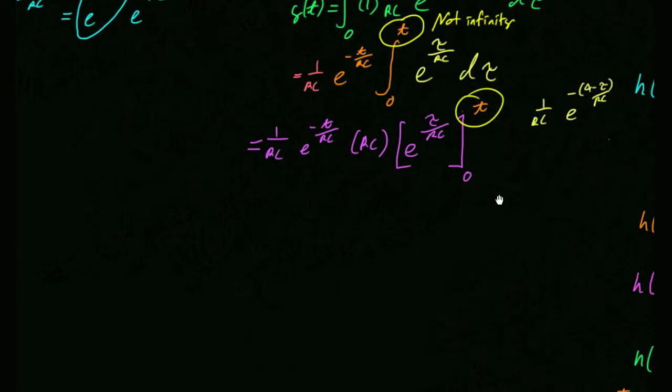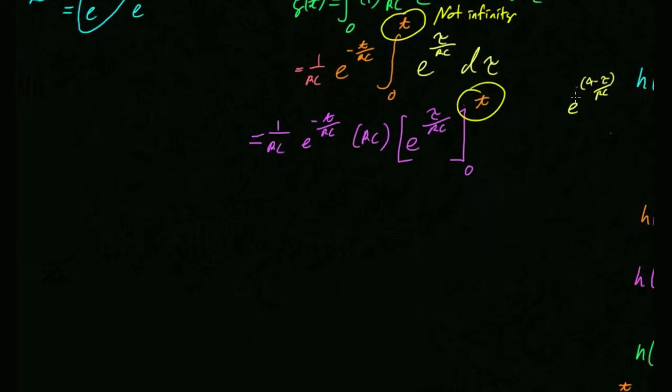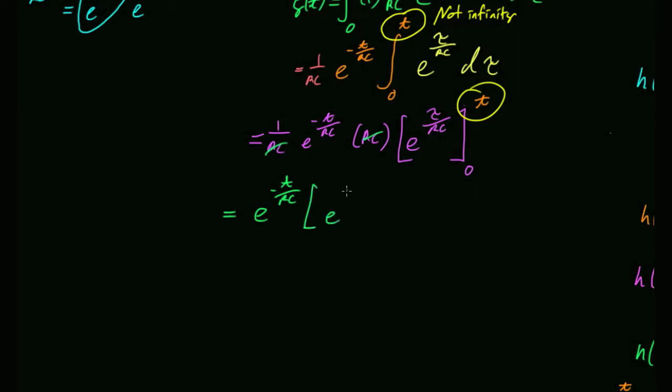Okay, so good. Hey, did you notice the RC's cancel? That's nice. So let's see. We've got e to the minus t over RC, because that's that term. And now I'm going to sub in my limits of integration. So let's see what we have. If I do that, I'm going to sub in t and 0 in for tau. So it'll be e to the t over RC minus e to the 0 over RC. And e to the 0 is 1. Oh boy. Okay. Can somebody help me through the last step?